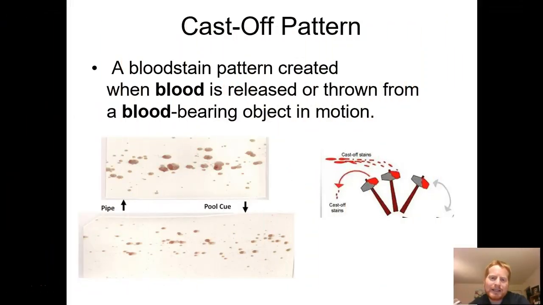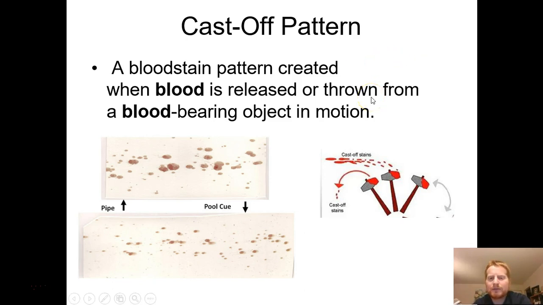And our last one we're looking at is something called the cast-off pattern. It's a blood-stained pattern created when blood is released or thrown from a blood-bearing object in motion. So if somebody is beating somebody with a weapon, and they're doing it several times, oftentimes the blood will be cast off from that object while it's being swung. And so how do you tell that? Well, you can tell because the blood tends to go in a relatively confined straight line. It's not spread far and wide. It just happens in a straight line.